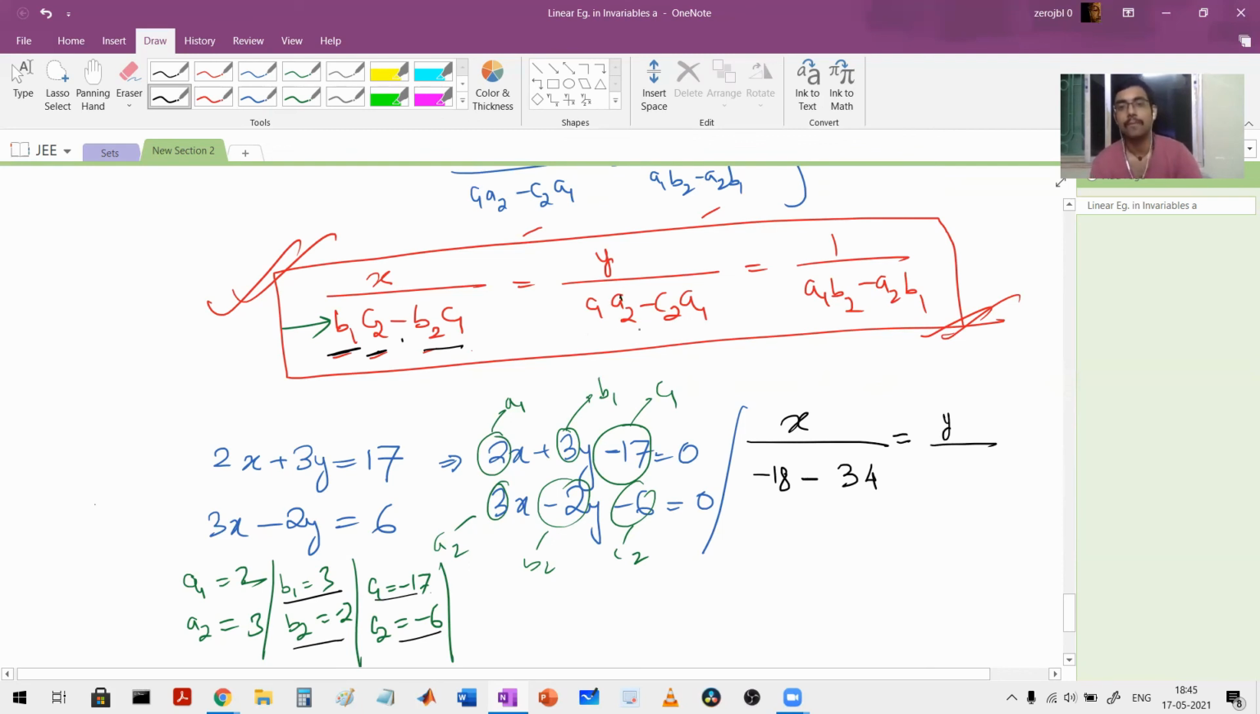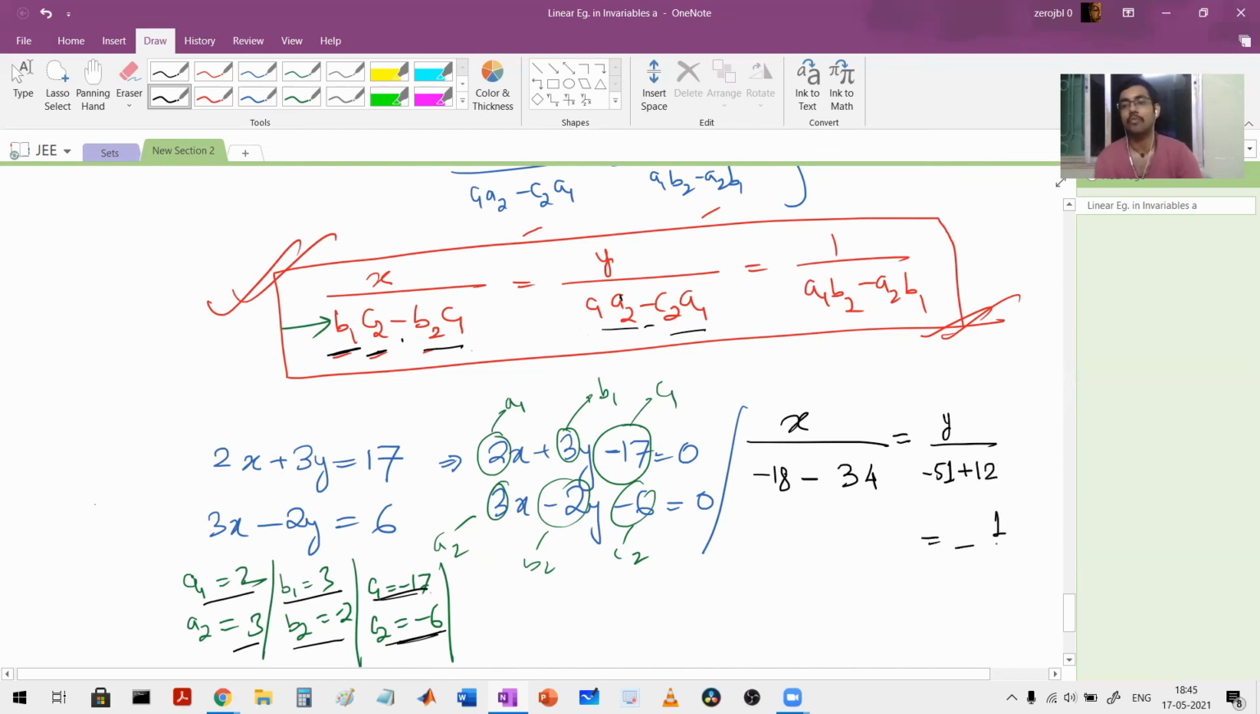Is equal to y by c1 a2 minus c2 a1. So c1 is minus 17, a2 is 3. So minus 17 into 3 is minus 51, minus c2 a1. c2 is minus 6 and a1 is 2. So that is minus 12. Minus of minus 12 is plus 12.